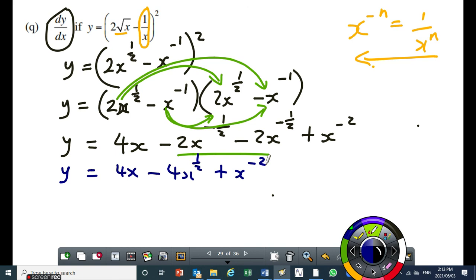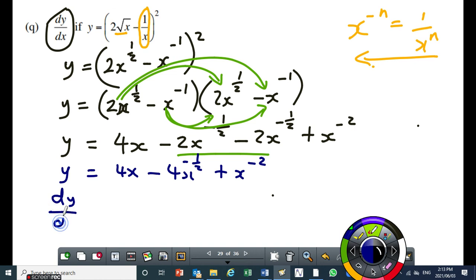Yes? The exponent there, this one is a negative a half. Yeah. So thank you for that. At least it shows that you are following what's happening.